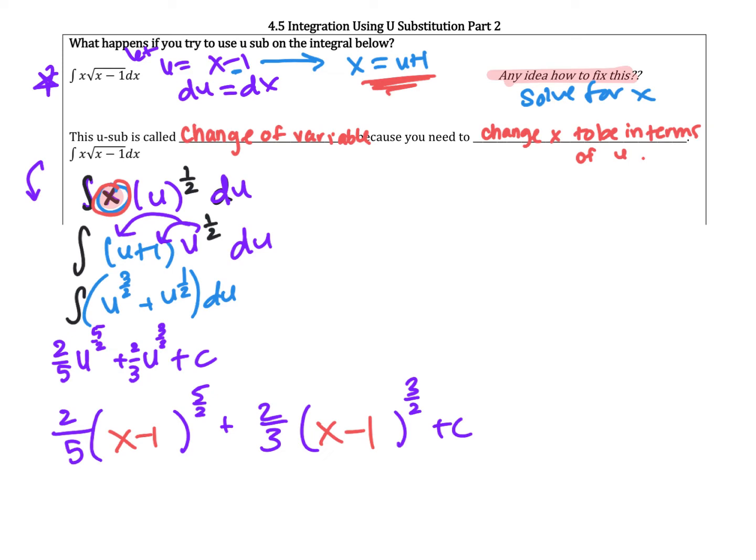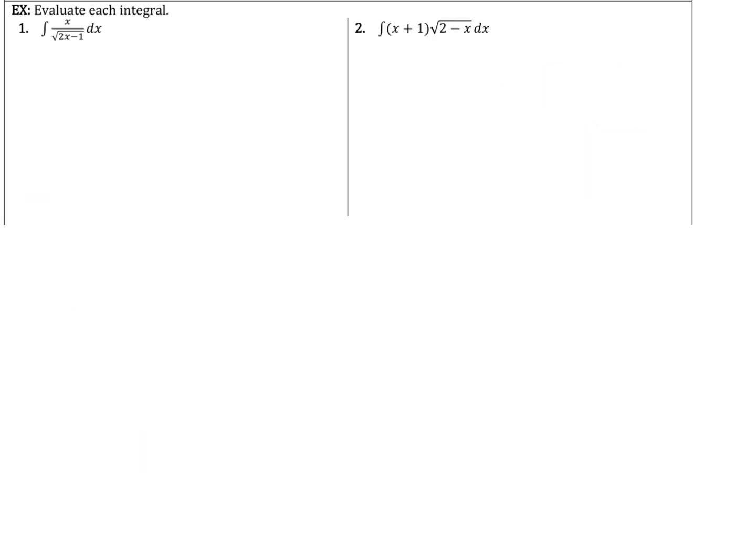So let's go ahead and look at some more examples of this change of variable u substitution. Okay, so here we go on number 1. The most inside function that I see is 2x minus 1. So I'm going to say let u equal 2x minus 1, which means that du is 2 dx. So dx is equal to du divided by 2.